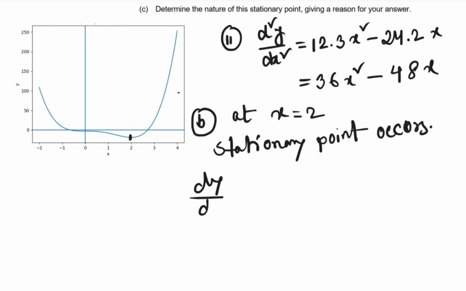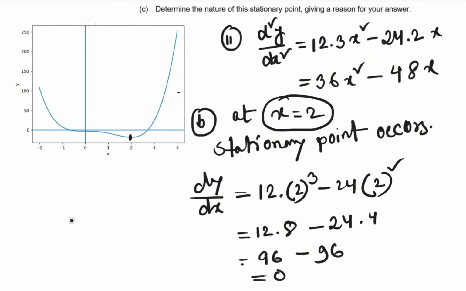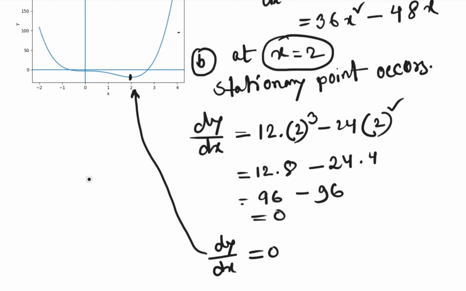So dy over dx, as well the value of x is 2, 12x to the power 3 minus 24x squared. The value of x is 2 because the stationary point at x equals to 2. So we have got 12 times 8 minus 24 times 4, so 96 minus 96, so it will be 0, right? So we know by the definition of a stationary point, when dy by dx is equal to 0, it means the stationary point at here, yes, right? So when the first order differentiation or dy by dx is equal to 0 at x equals to 2, yes, we have got a stationary point here.